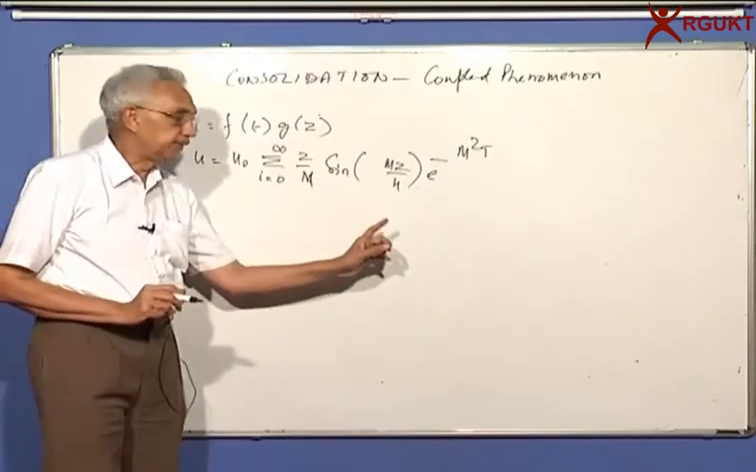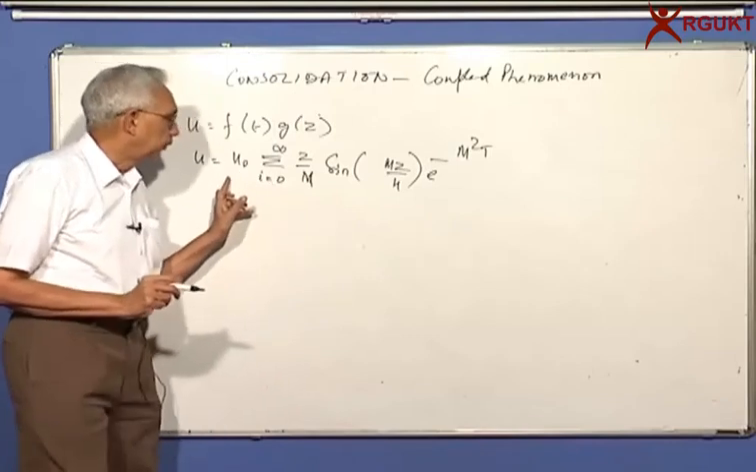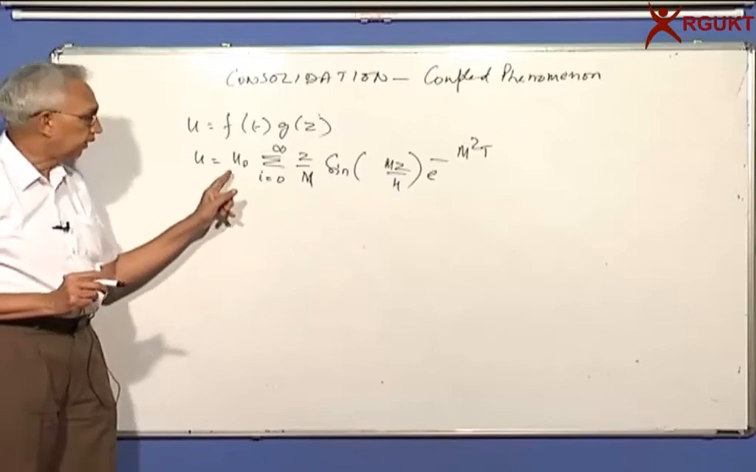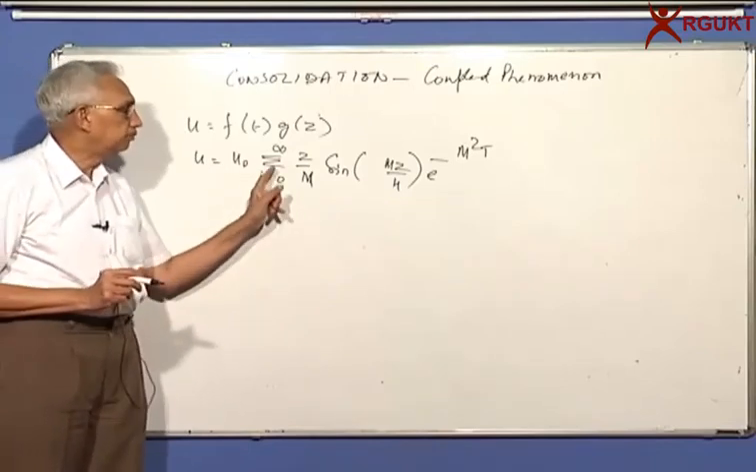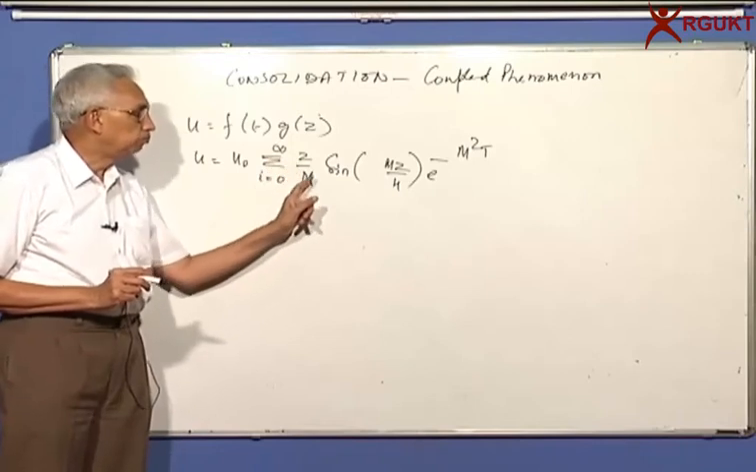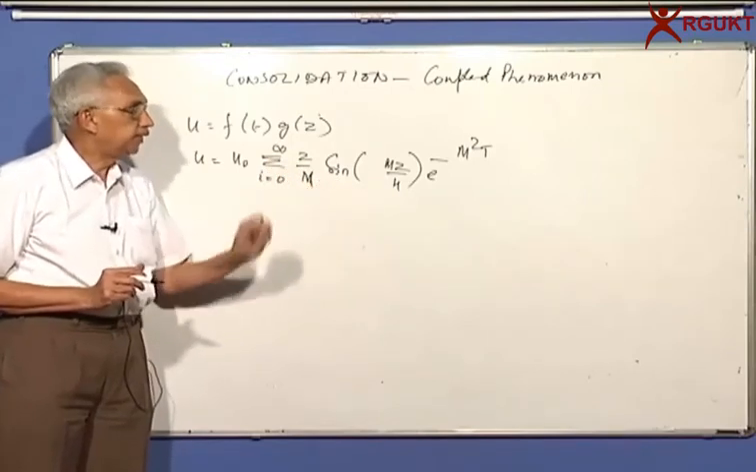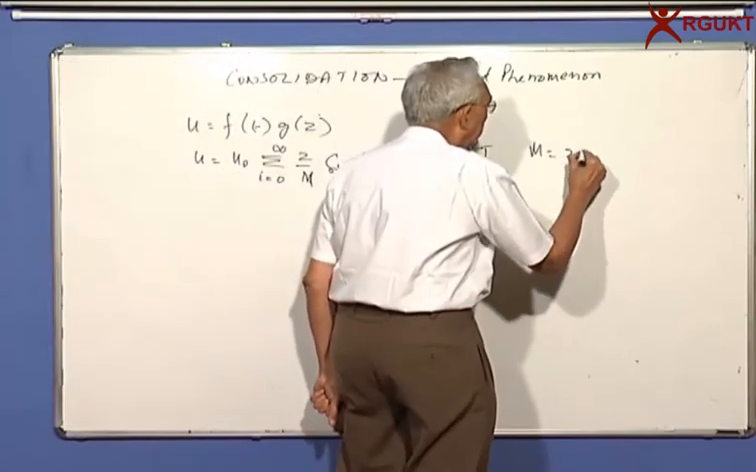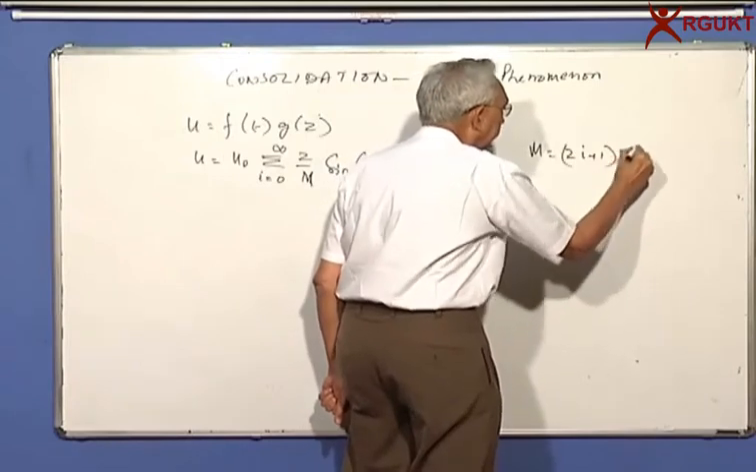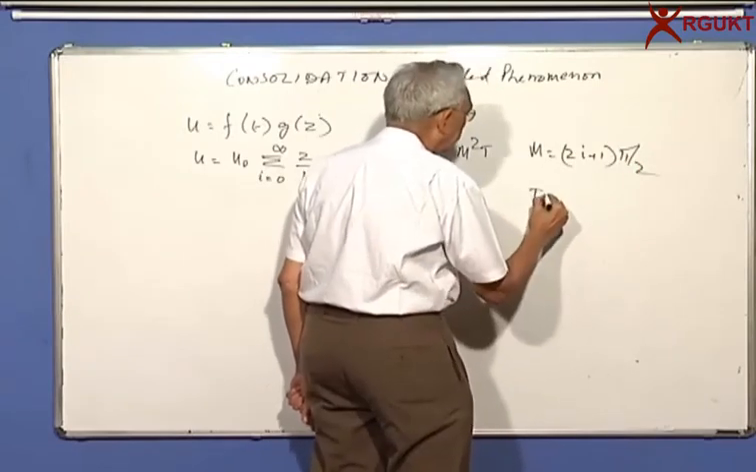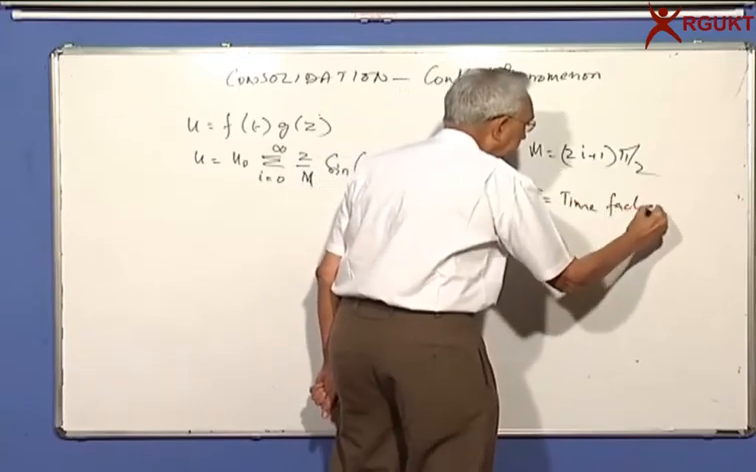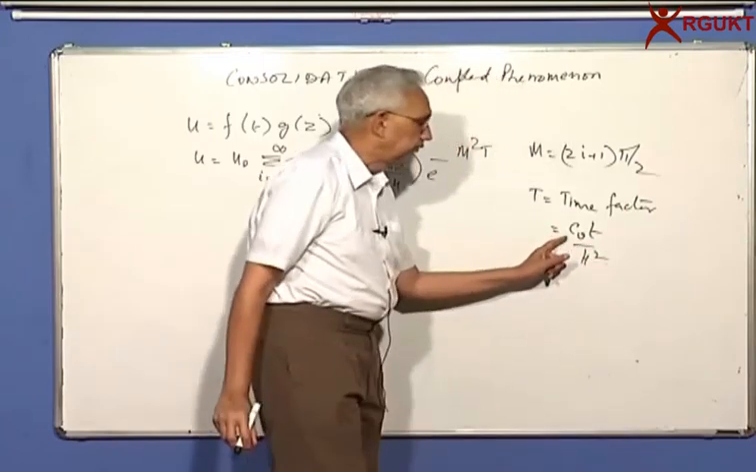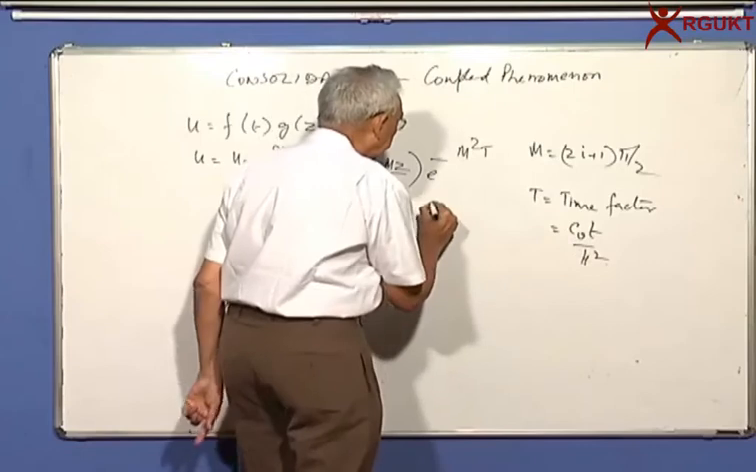It's an infinite series where we write pore pressure at any time at any depth is equal to initial pore pressure times sigma i going from 0 to infinity, 2 by m sine mz by H, into e to the power of minus m squared T. Here m is nothing but (2i plus 1) times pi by 2, and T is called the time factor, which is equal to cv t by H squared. Coefficient of consolidation times t is the real time.